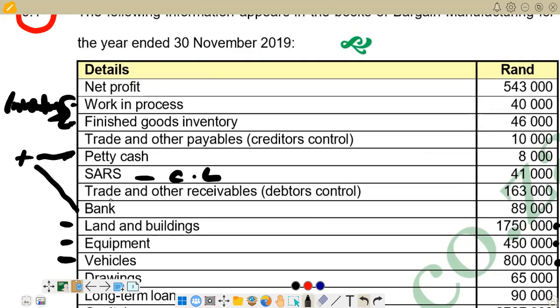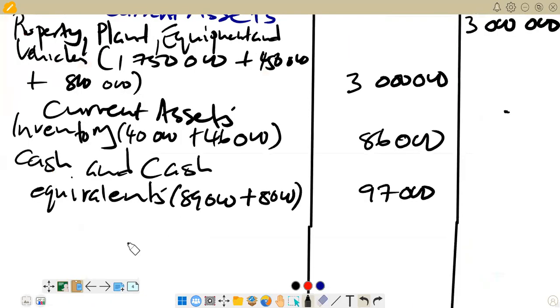So we can skip that one and go to trade and other receivables. These are the debtors. These are the people, customers, or businesses that we are selling goods to on credit. So they become our debtors. They owe us money. We are saying they are debtors, but we expect them to pay that money within a period of less than a year. So that's why we are classifying them under current assets. So we have got trade and other receivables. We have 163,000 also as a current asset. So we can describe that one. Trade and other receivables.